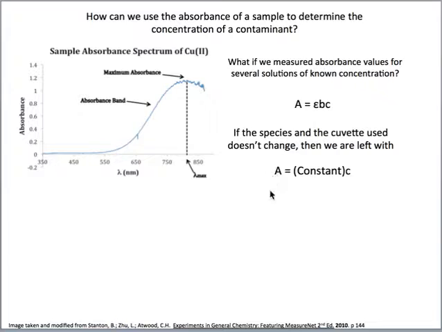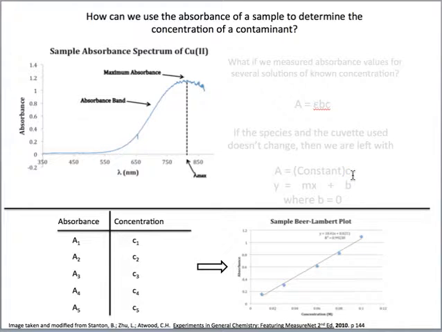Now, if you're looking at that and saying that looks kind of like a familiar mathematical relationship, well, that's because it's the form of a line, y equals mx plus b, where b is 0. Y is our absorbance, the slope would be our constant, and x is our concentration. This provides a very, very useful linear relationship between absorbance and concentration that we can exploit.